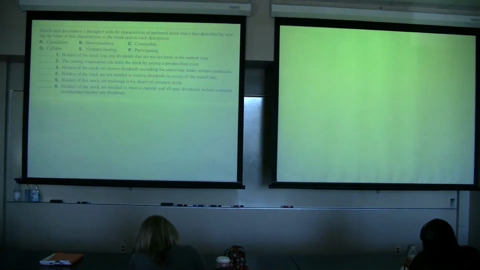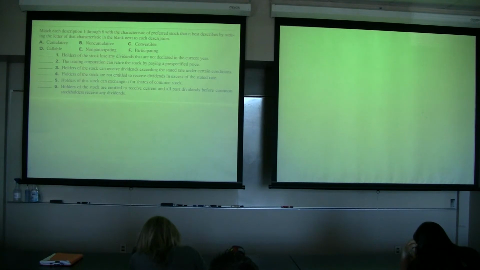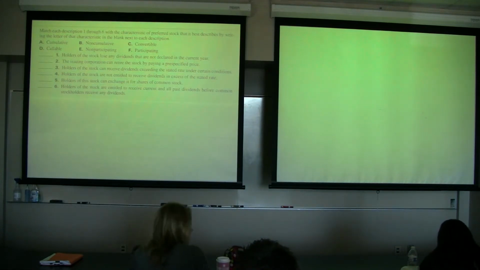All right, so match each of the descriptions 1 through 6 with a characteristic of preferred stock that is best described by writing the letter. Okay: cumulative, non-cumulative, convertible, callable, non-participating.